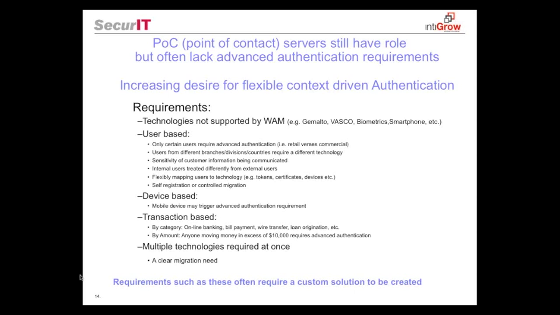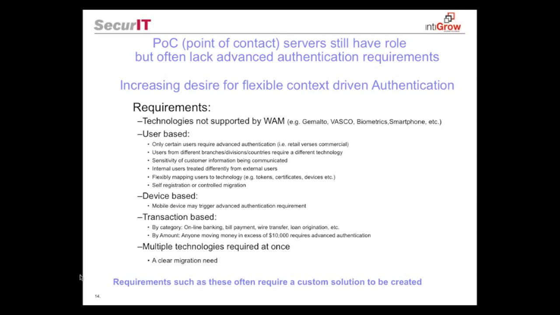Some of the other requirements that might drive these needs are when certain users require different types, right? So maybe the retail community needs one type of authentication and the commercial community needs a different type. Or maybe different branches or different divisions require different technologies. Sometimes there's a merger. So you've got company A coming in with one technology, company B coming in with a different technology, and everybody's looking at each other like, how do we support these, right? So having the flexibility to have different authentication types for different users, even when protecting the same resources, is important.